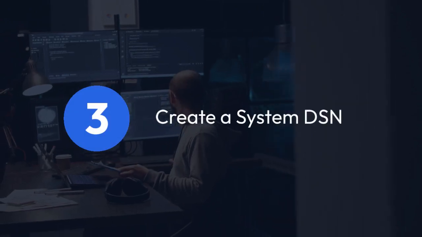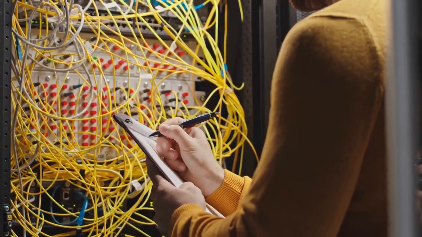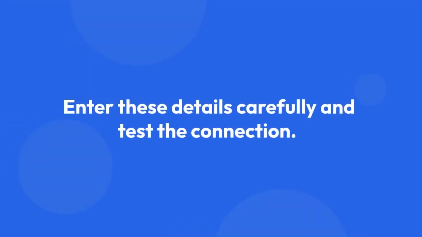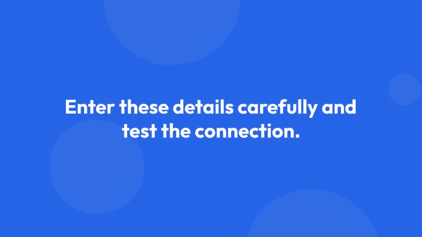3. Create a system DSN. If your DSN isn't present, create a new system DSN through the ODBC Data Source Administrator. This will make the data source available to all users on the system. Select the correct driver for your database type. You will then be prompted for connection details like server name, database name, username, and password. Enter these details carefully and test the connection.